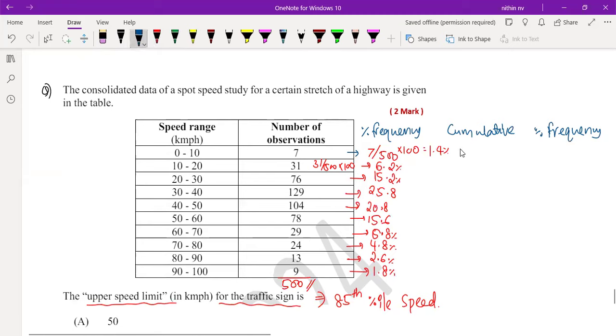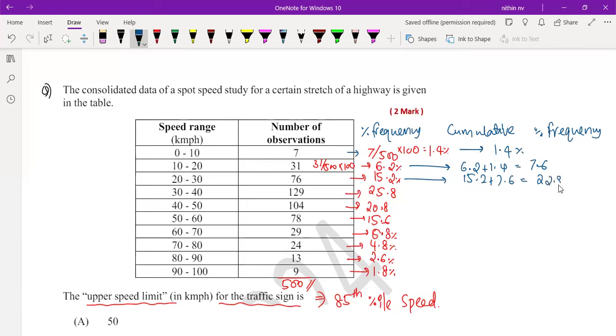Now what we need to do? The cumulative percentage frequency, which means the first one will be as it is, 1.4. The second one will be 6.2 plus 1.4. It's going to be 7.6. Now the third one will be 15.2 plus the previous value, 7.6. It's going to be 22.8 percentage, right?